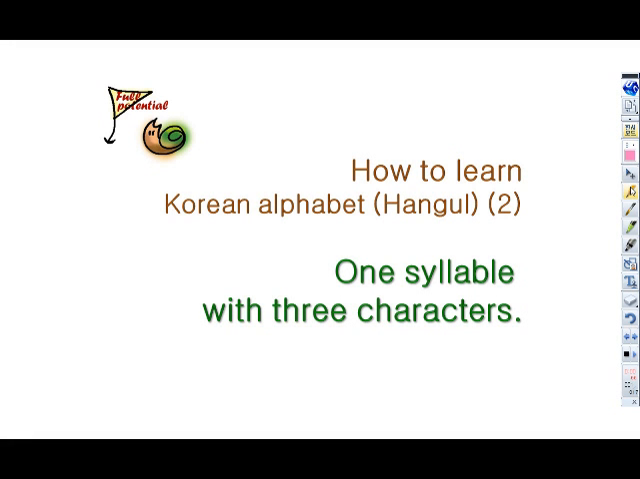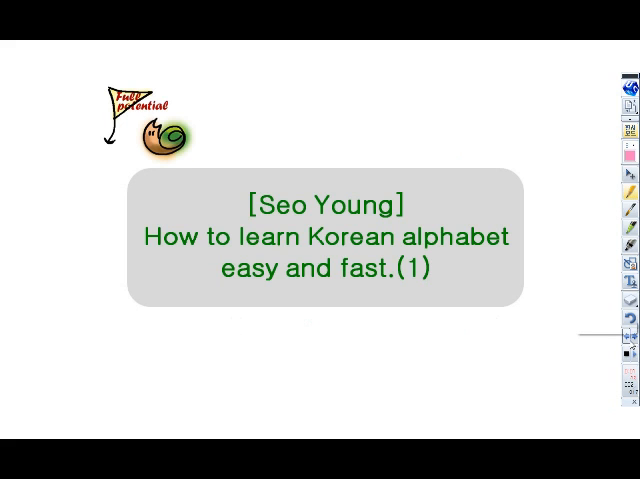Hi! Last time, we covered 7 consonants and 10 vowels of Korean and learned how to make a syllable with 2 characters. If you didn't see it, search YouTube for Seo Young, How to Learn Korean Alphabet Easy and Fast 1.